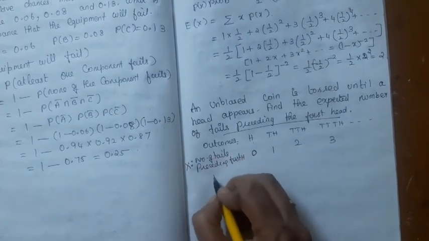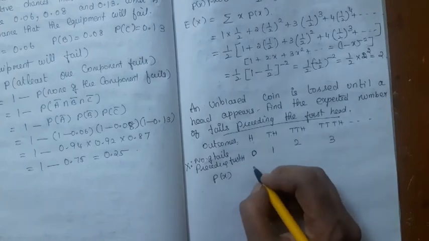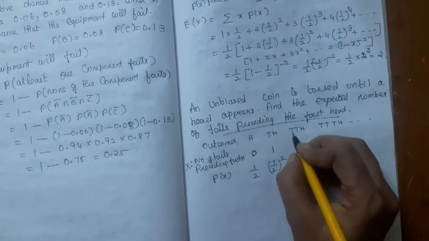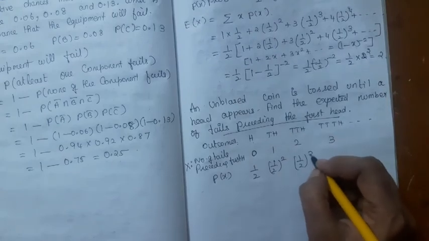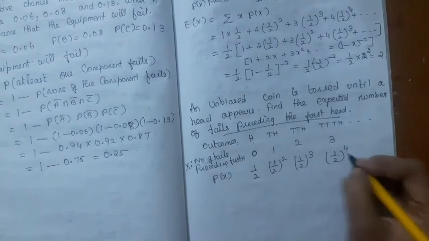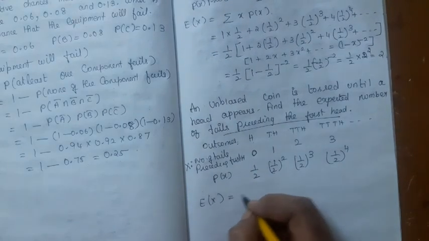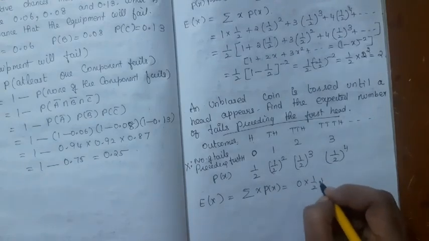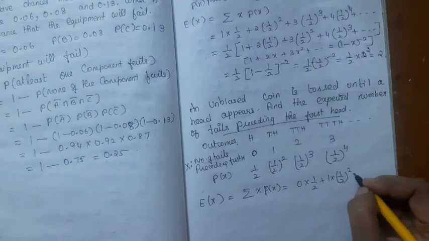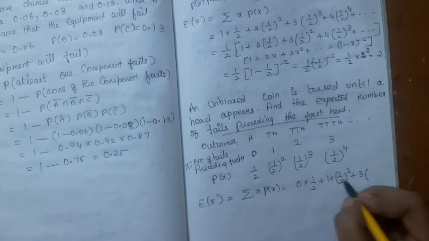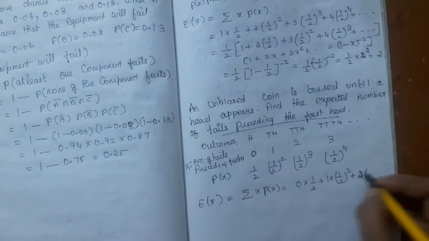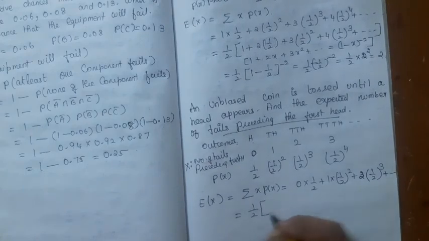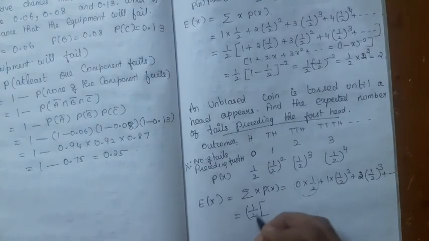This is your x. But what is the probability? Probability of getting a head is half, tail and then head is 1 by 2 into 1 by 2. Tail, tail and head is 1 by 2 into 1 by 2 into 1 by 2. So this is your answer. Now expectation of x is summation x into P of x. So 0 into 1 by 2 plus 1 into 1 by 2 square plus 2 into 1 by 2 cube plus etc. You are taking 1 by 2 outside.